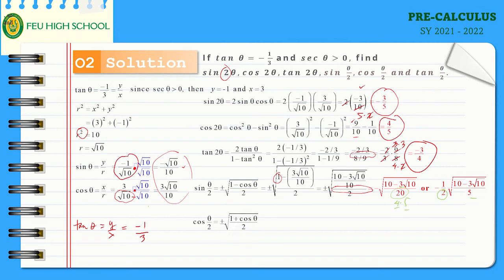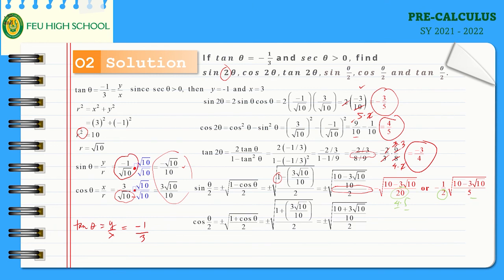And then, yung cosine, yung half identity ng ating cosine function, pwede natin siyang isulat as the positive or negative of square root of 1 plus cosine theta all over 2. So, substitute lang natin kung ano yung cosine theta natin, yung rationalized version natin. And then, same idea sa ating sine theta.